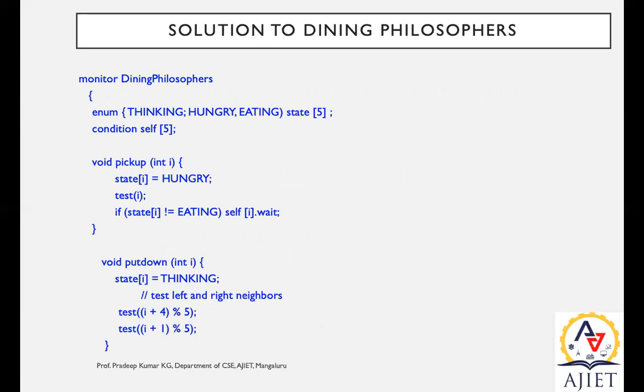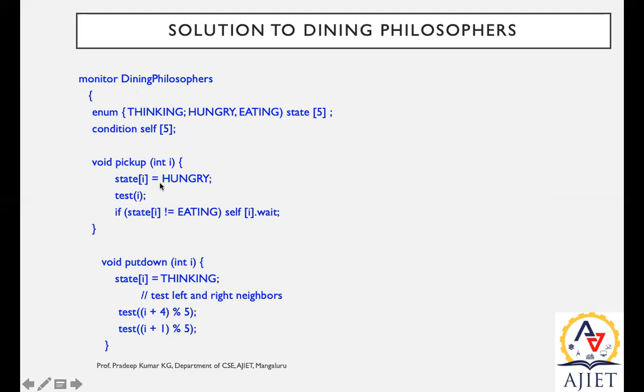Over here, we are trying to impose a restriction that a philosopher may pick up the chopsticks only if both are available. Only if both are available. So we'll see how it can be implemented. We have a monitor, dining philosophers, with an enumerated variable: thinking, hungry, and eating. This is repeated again and again.